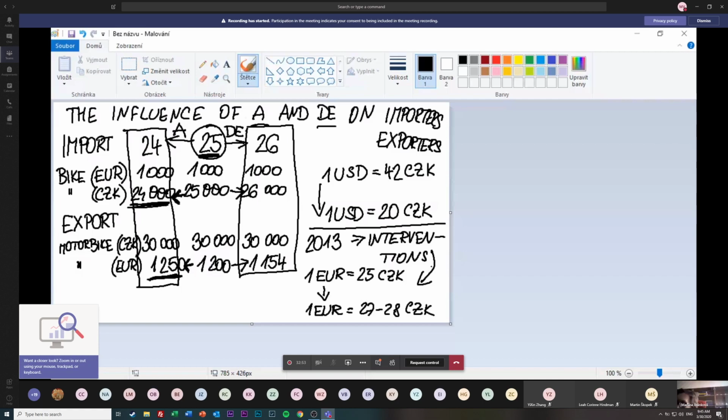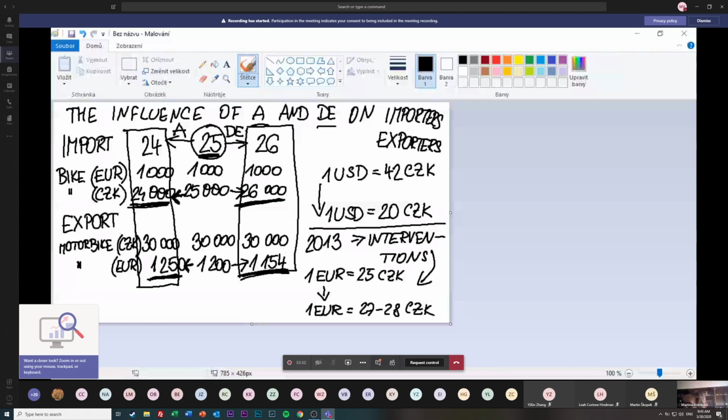Because of depreciation, their products are cheaper in the foreign market, because now it's not divided by 25, it's divided by 28. So the products are cheaper, and it helps domestic exporters. It supports them, right? That means their products are cheaper abroad.